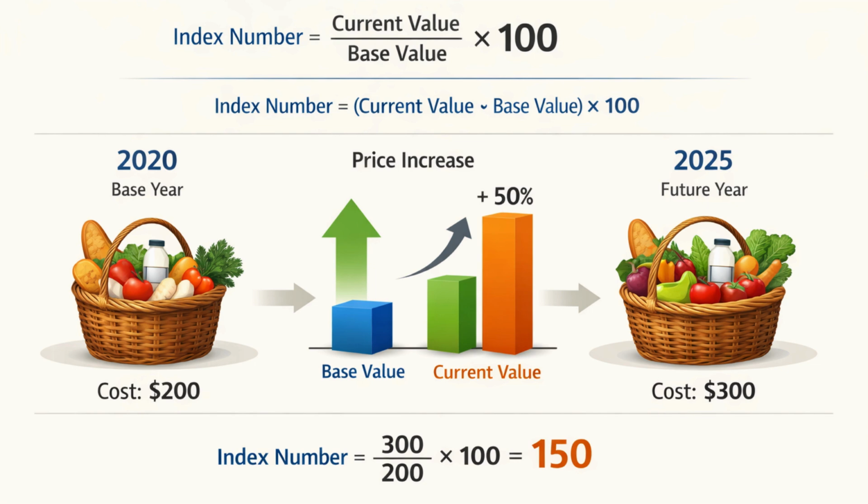This is the essence of index numbers. They convert raw data into relative comparisons. This method allows economists to compare different time periods, different regions, different industries without being overwhelmed by raw data.